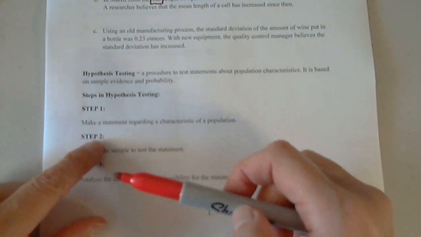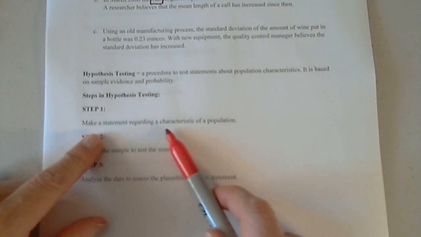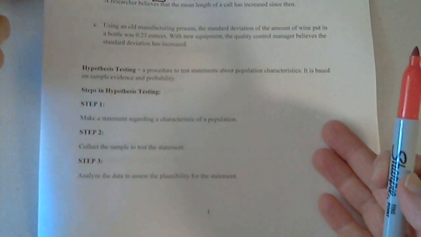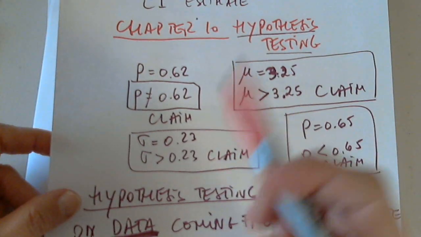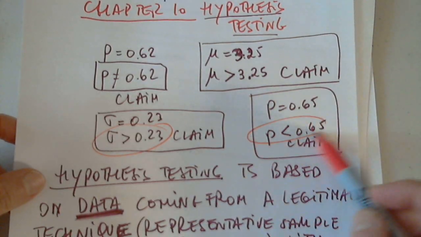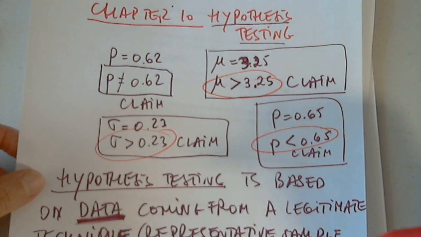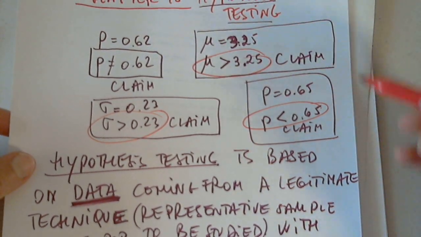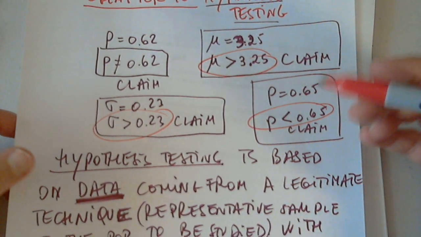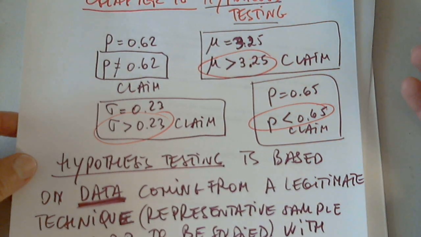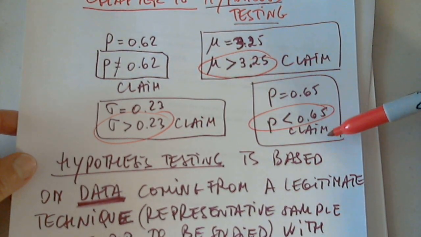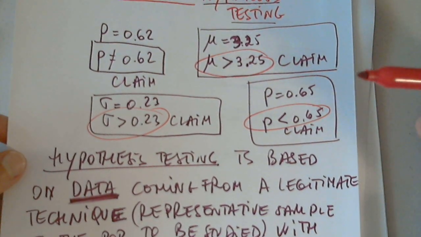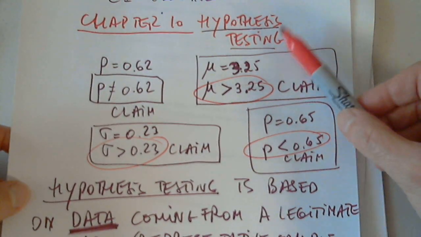Here are the steps. We have to make a statement. If there is no statement, then why will I collect data? If I don't have a claim, I have no reason to collect data. If there is a claim that something happened or we believe something, that's our claim. Now we have to support it with a sample and hypothesis testing.